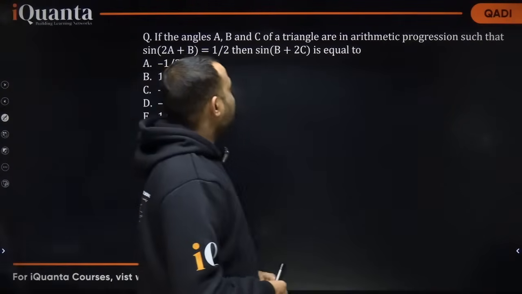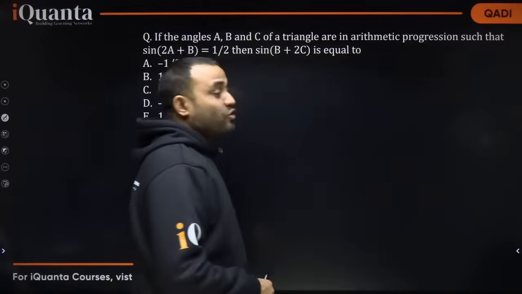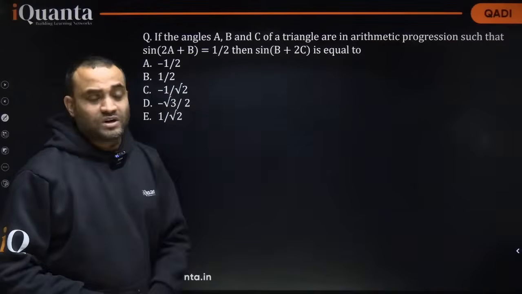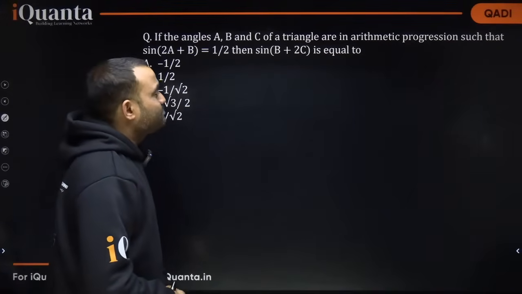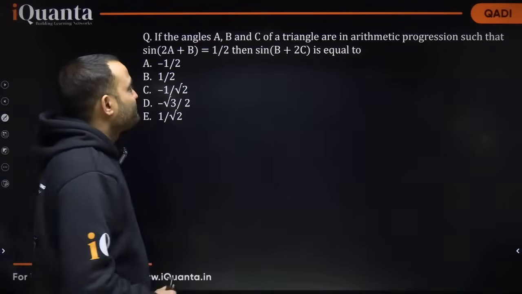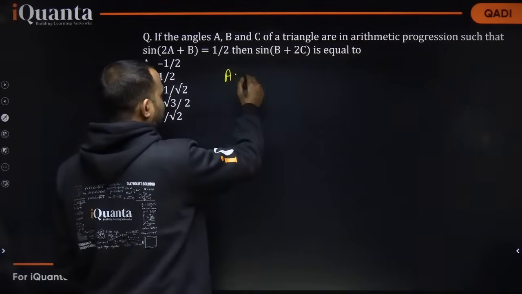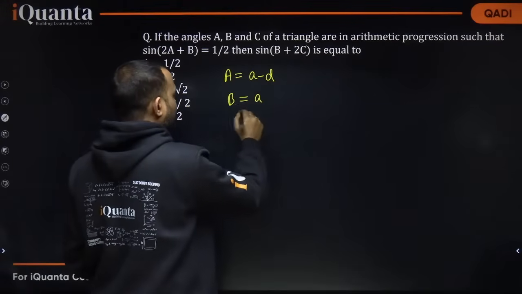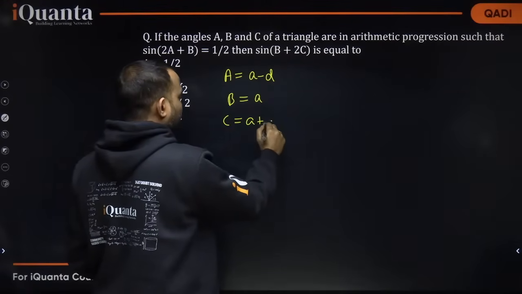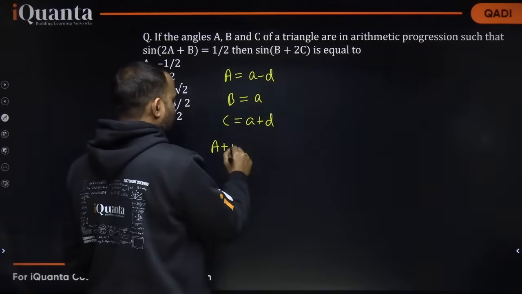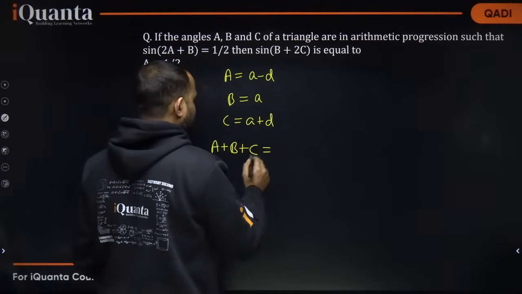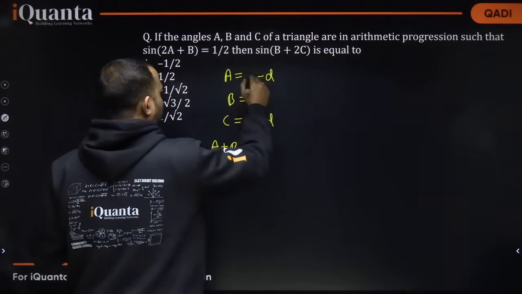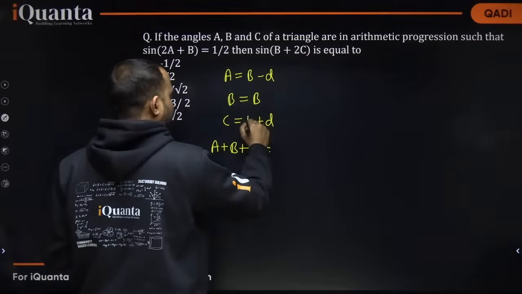If the angles A, B and C of a triangle are in arithmetic progression such that sine of 2A plus B is equal to 1 by 2, then sine of B plus 2C is equal to. First of all, we can take A is equal to A minus D, B is equal to A and C is equal to A plus D. Or you can take it like this: B minus D, B, B plus D.